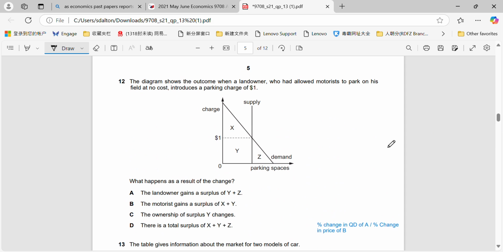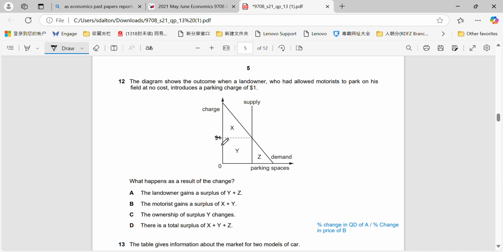Okay. The diagram shows the outcome when a landowner who had allowed motorists to park on his field at no cost introduces a parking charge of $1. What would happen as a result of this change? Okay, very simply, before, when he was allowing people to park in it for free, that means that there would be no price charged, right?